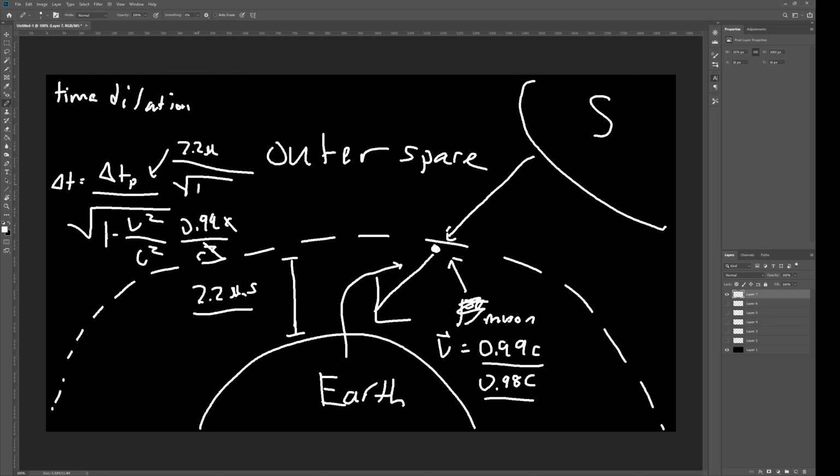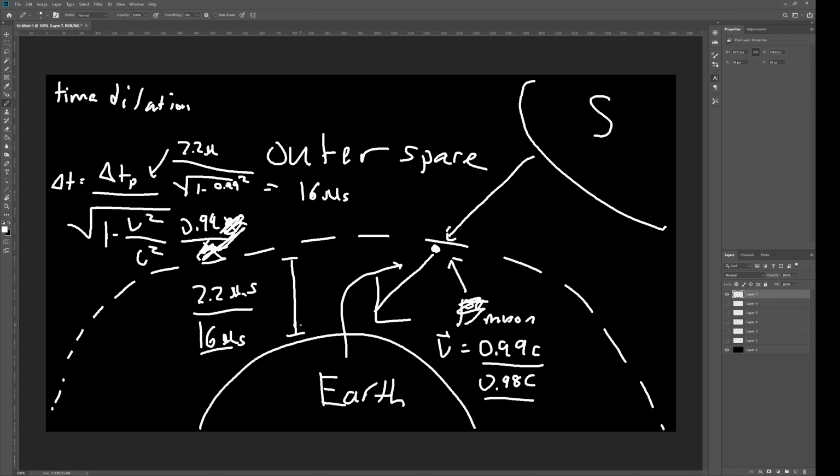Now, if we do this equation where proper time in this case is 2.2 microseconds, and we plug in our values of 0.99, it's just 0.99, I forgot. So it's just 1 minus 0.99 squared. And this ends up being around 16 microseconds. And that's actually the time that the muon experiences. What we see is 2.2 microseconds. But if we put ourselves in the shoes of the muon, it is in fact living for 16 microseconds.